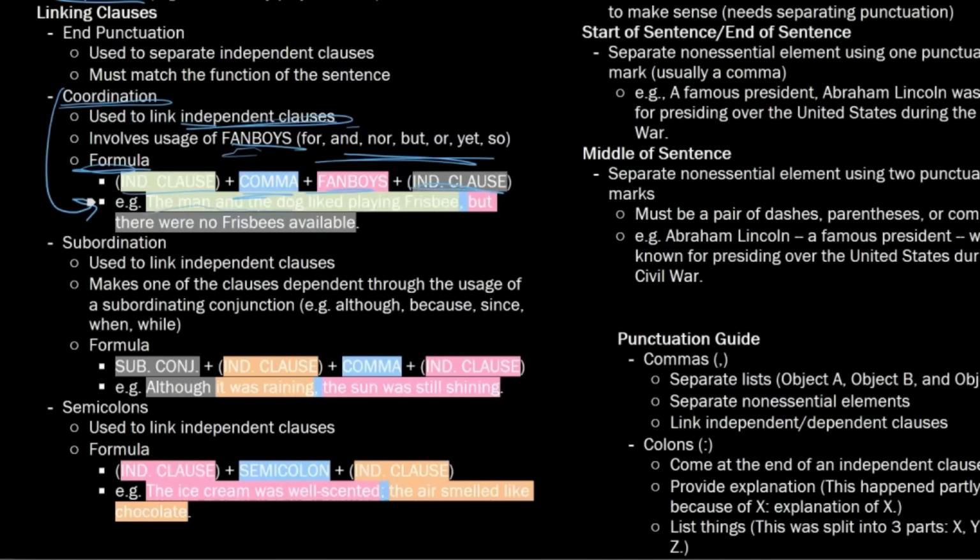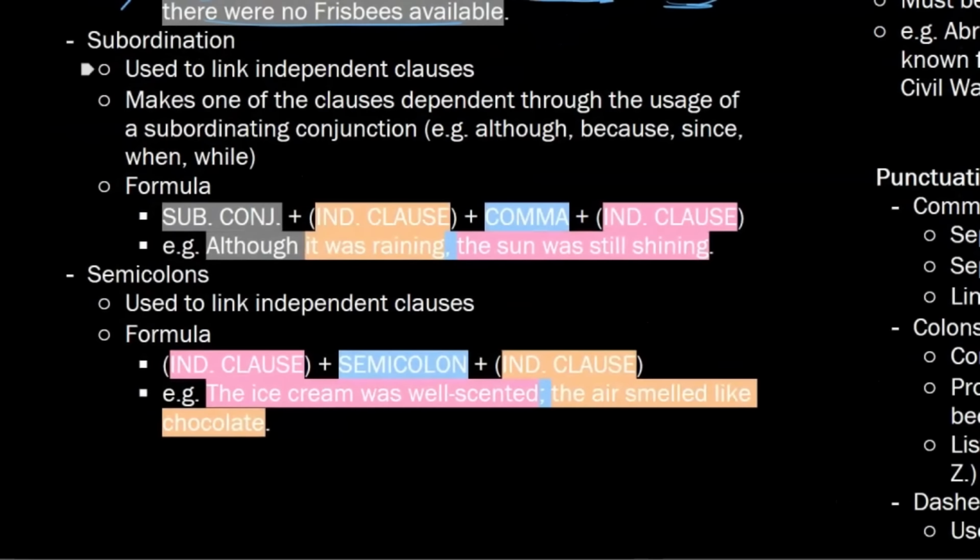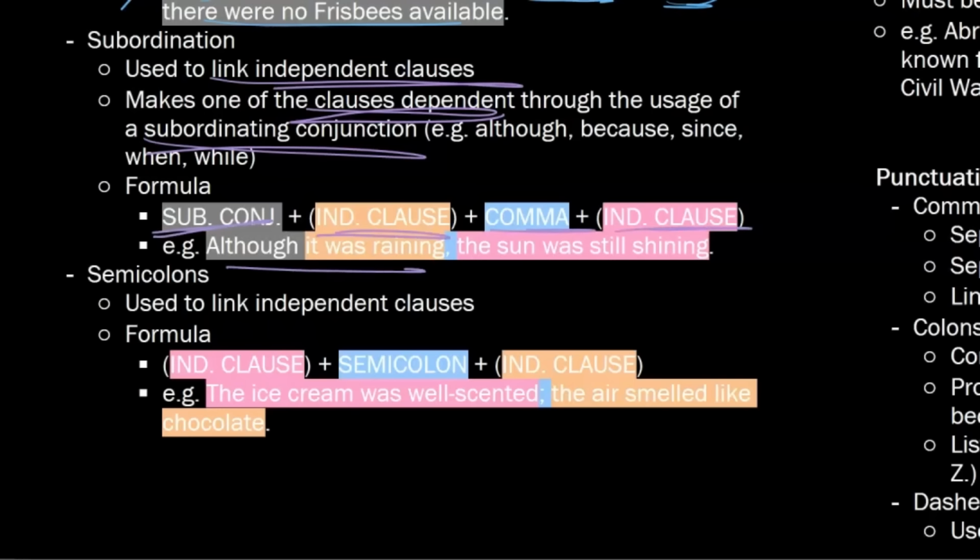So let's say we have our first here. This is an independent clause, comma. This is one of our fanboys. Then another independent clause. Let's look at subordination. We're going to use it to link independent clauses again, but we're going to make a clause dependent by using a subordinating conjunction. So we have a subordinating conjunction, a dependent clause, a comma, and an independent clause. Although it was raining, think about it, on its own it doesn't really make sense because you need to say something else, although what, right? It doesn't make sense. Comma, the sun was still shining, another independent clause.